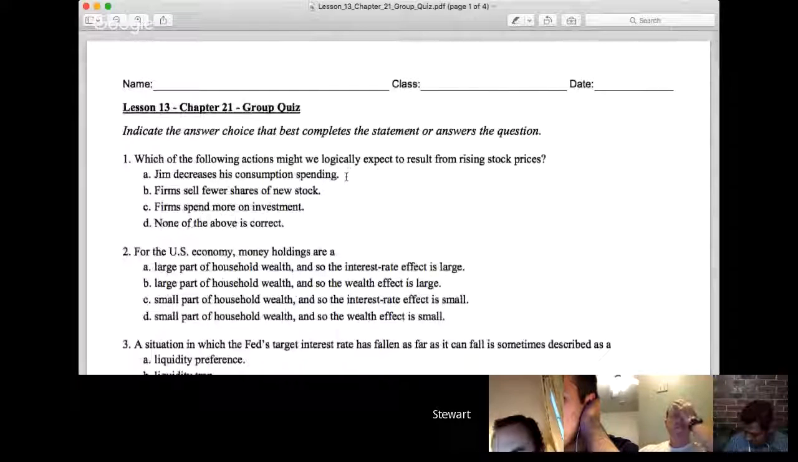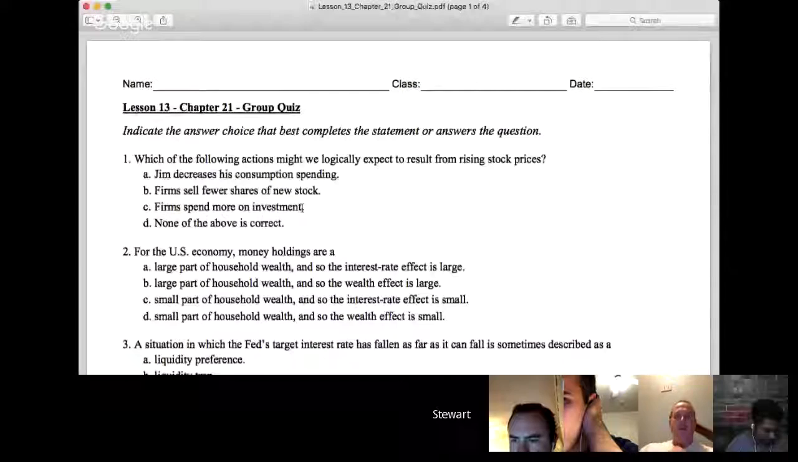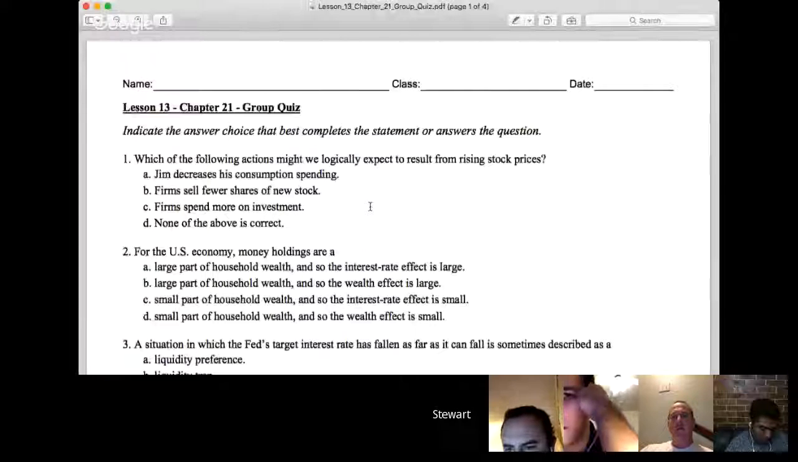Okay. And my logic was when stocks rise, the consumption and spending decrease. Not necessarily that firms spend more on an investment. I assumed that if stock prices went up, consumption spending would go up and sell. So I got A initially. I know you guys got C, but that was the only other one that I was kind of iffy on with A.